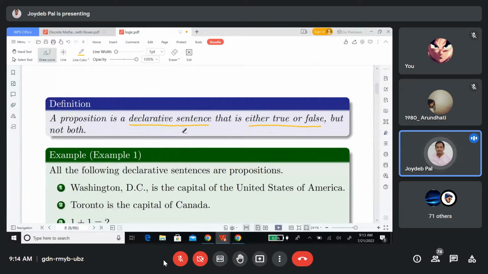So again I am repeating, what is a proposition? A proposition is a declarative sentence, I mean the sentence in English, that sentence I am talking about, which is either true or false. Now coming to examples, see the examples carefully, you will learn through these examples.